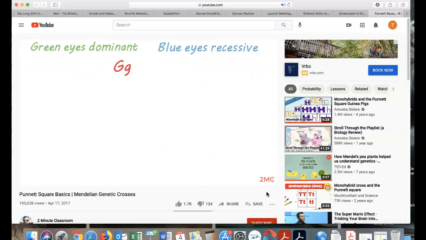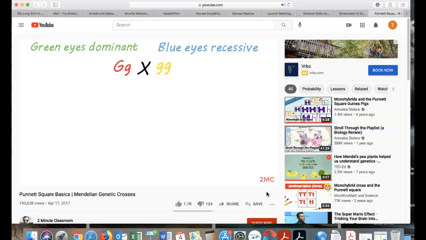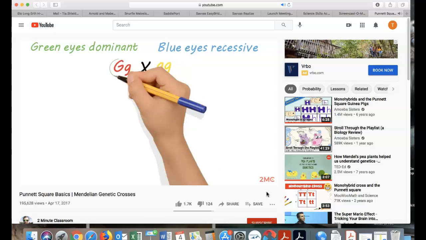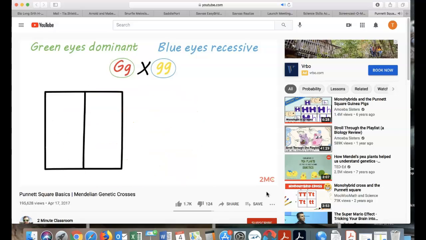We use big G, little g for the maternal genotype and little g, little g for the paternal. So this is our cross. Mother has green eyes and father has blue eyes. We want to see the probability that their offspring will have either green or blue eyes. For this cross, we'll draw a square split into four quarters, a simple four-panel grid. This is the Punnett square.